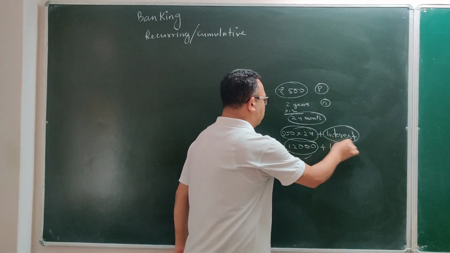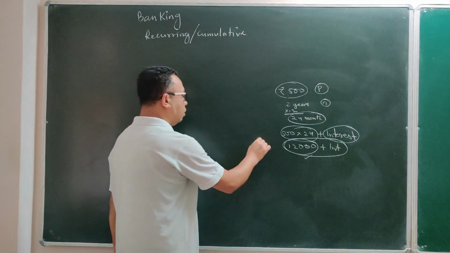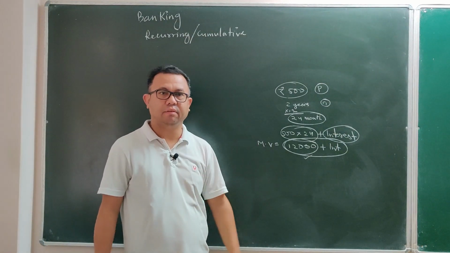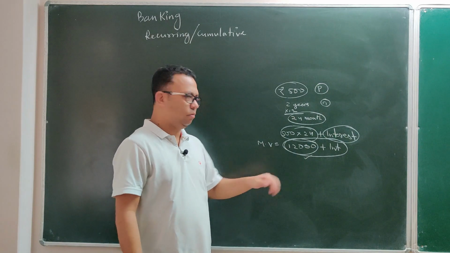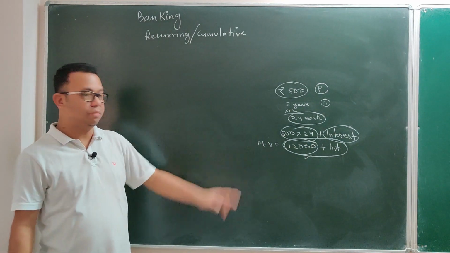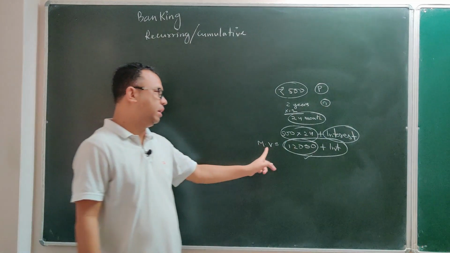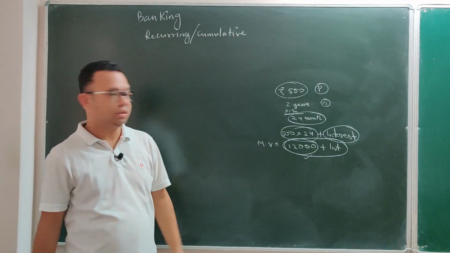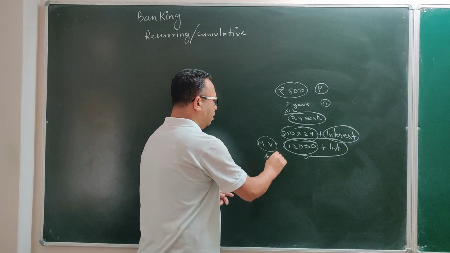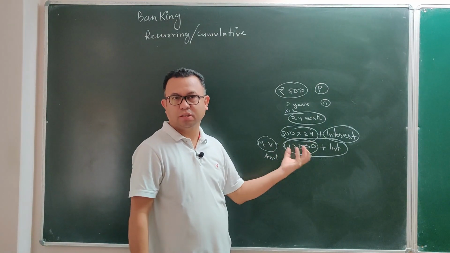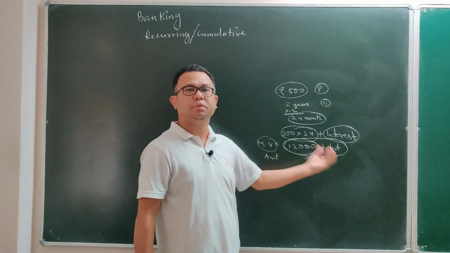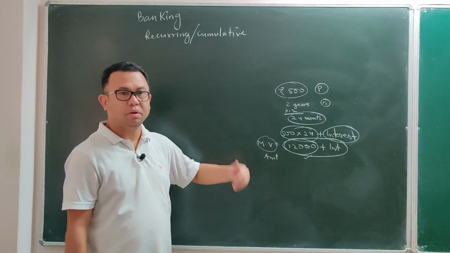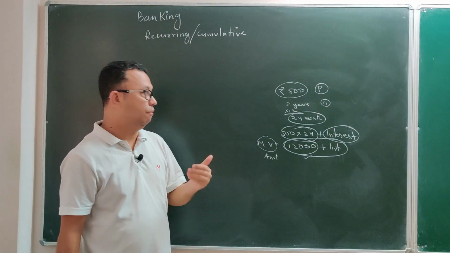Interest plus this 12,000 together, in this chapter we'll call maturity value. MV stands for maturity value. There is one more chapter where I'll be using the abbreviation MV for market value, for shares and dividend. But in this chapter, MV stands for maturity value. Maturity value means, in simple interest terms, the amount. So amount is equal to principal plus interest. In that simple interest chapter you have seen this formula, but in this chapter I will call this amount the maturity value, MV.